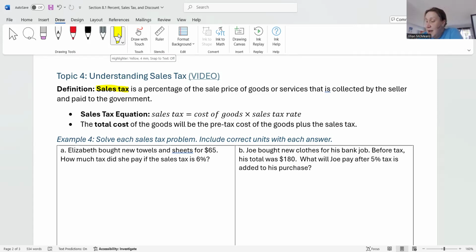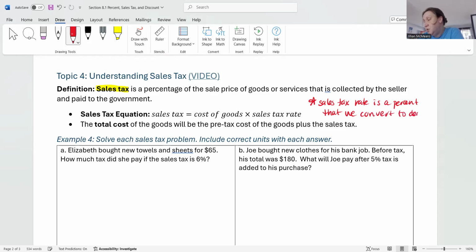Okay, so the sales tax equation is that sales tax is equal to the cost of the goods times the sales tax rate. And what I want to let you know here, this is really important. The sales tax rate is a percent that we convert to decimal form for the equation. Okay? So you're going to be given the sales tax rate as a percent, and then you have to convert it to a decimal and then put it into this equation, okay?